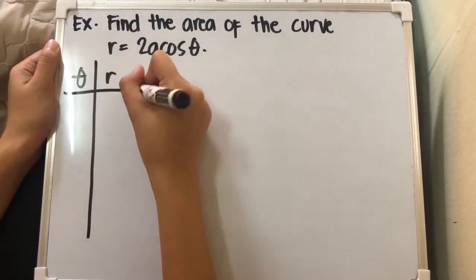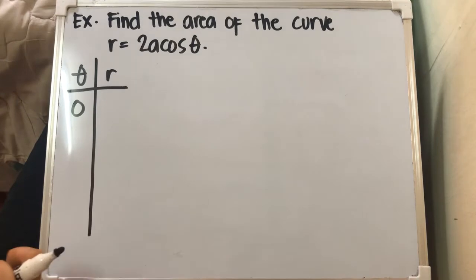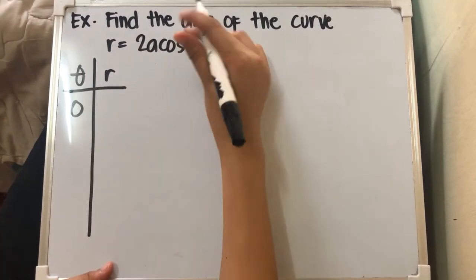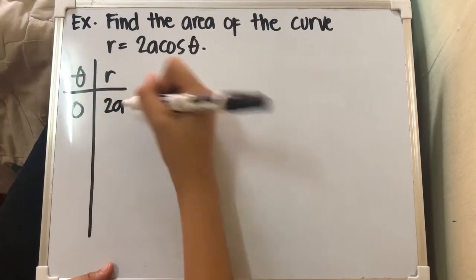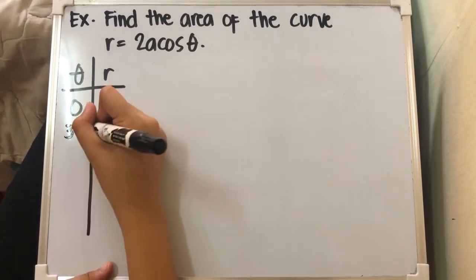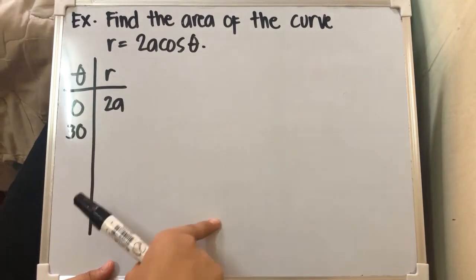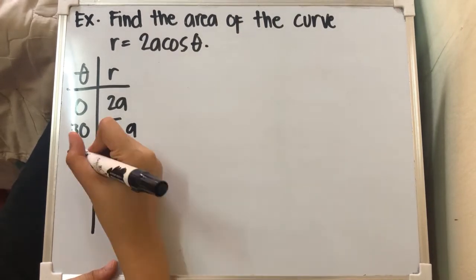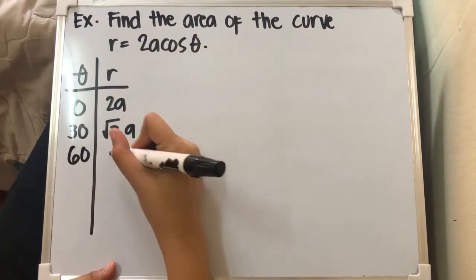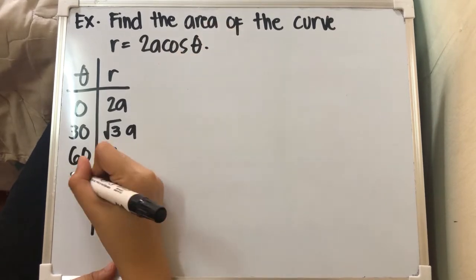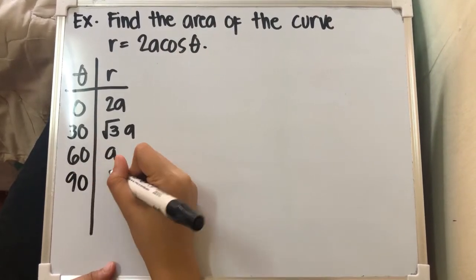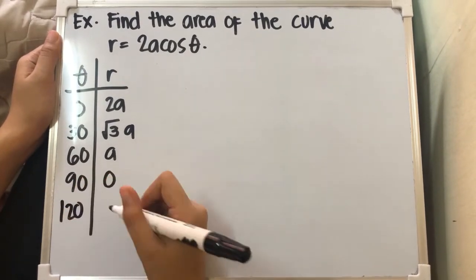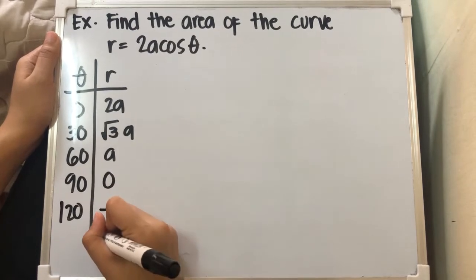Let's start with angle 0: 2a cos 0, where cos 0 is equivalent to 1, so r is 2a. If we substitute 30 degrees for theta, r is square root of 3 a. If we substitute 60, we have a. Then if we substitute 90, we have 0. Then we also have 120 and negative a.